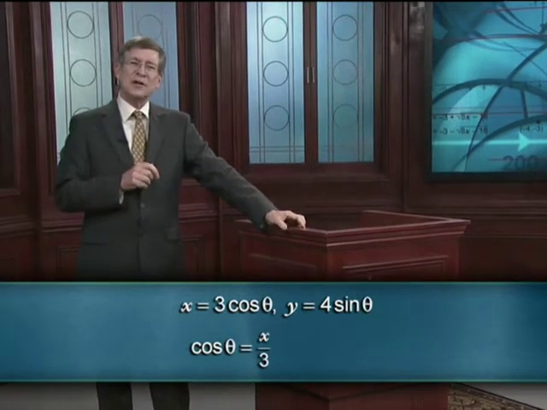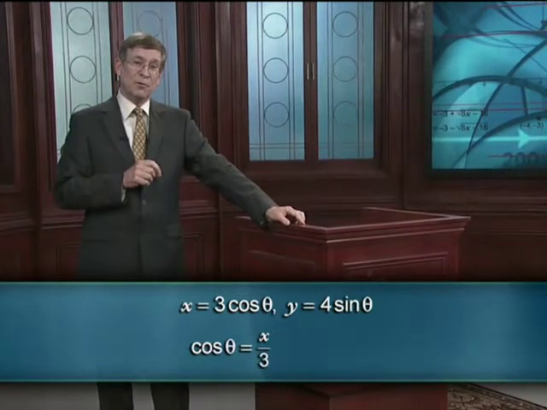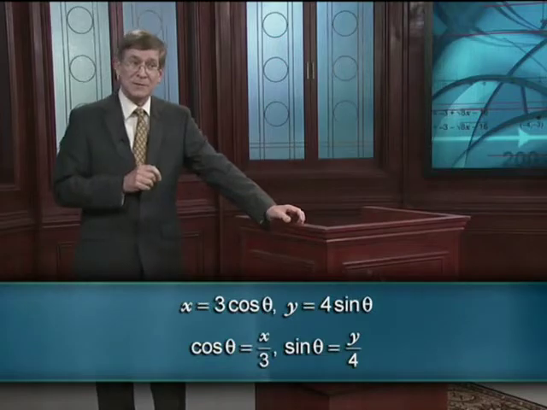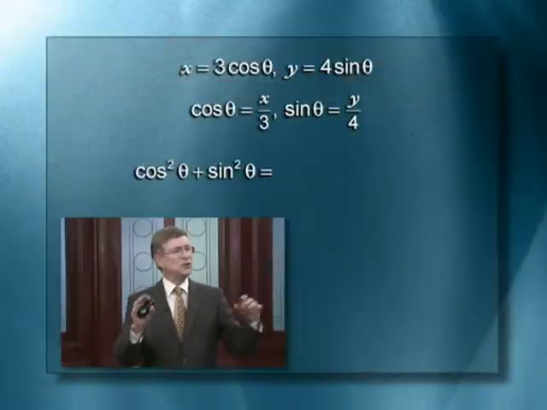Solve for cosine theta, and that would be x over 3, and sine theta would be y over 4. Okay, now why did I do that? Remember the fundamental identity from trigonometry? Cosine squared plus sine squared is 1. Well, I have an expression for cosine and an expression for sine. Let me add up their squares.